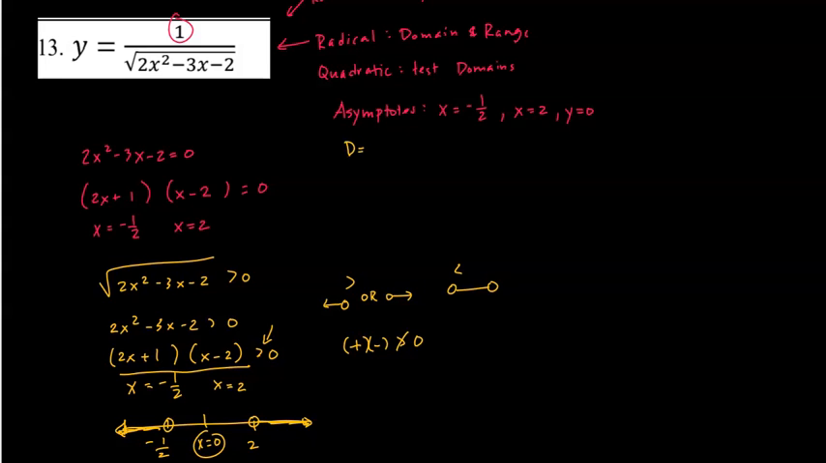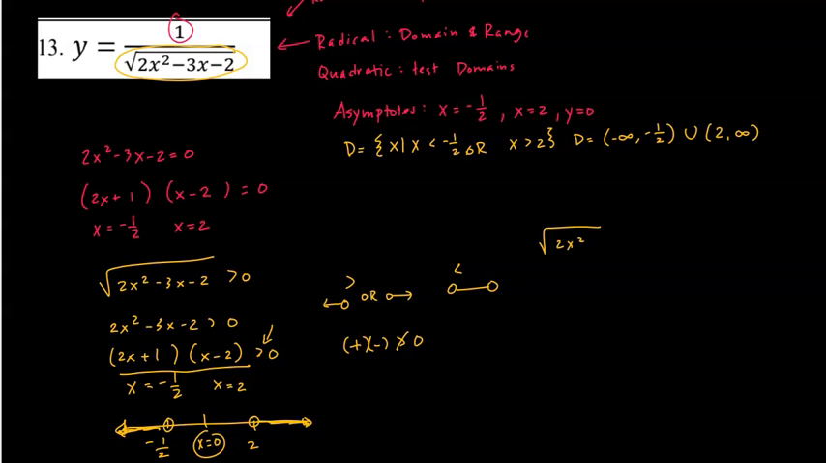So now I can state my domain. My domain is going to be x such that x has to be less than negative 1/2, or x has to be greater than 2. If I rewrite that in interval notation, negative infinity to negative 1/2, does not include 1/2, starts at 2 and goes to positive infinity. Now the range once again is going to be defined by the radical. The entire function has to be greater than 0. So y has to be greater than 0. So y such that y has to be greater than 0. The range is going to be starting at 0 and goes to positive infinity.